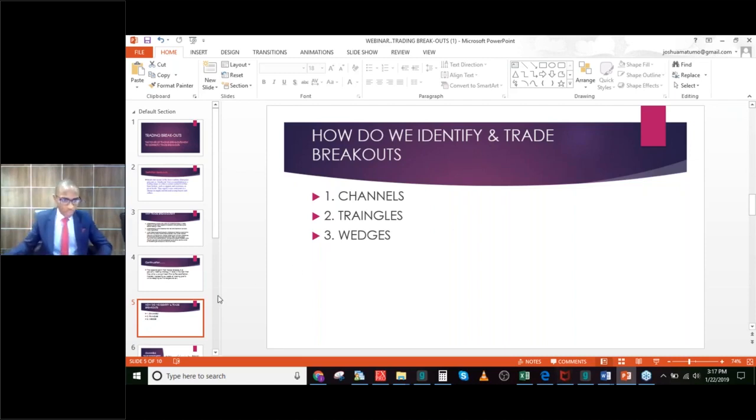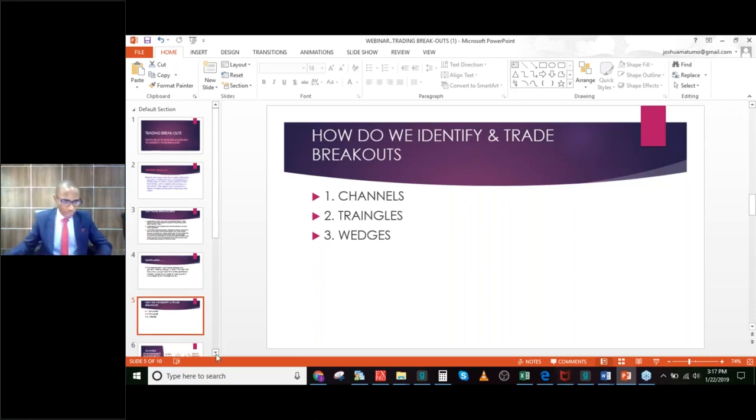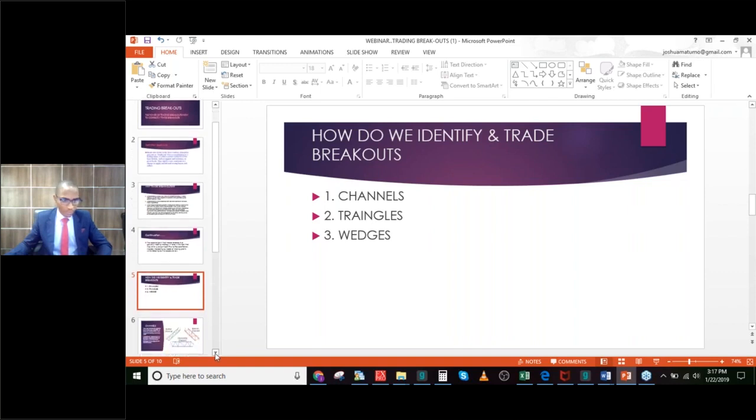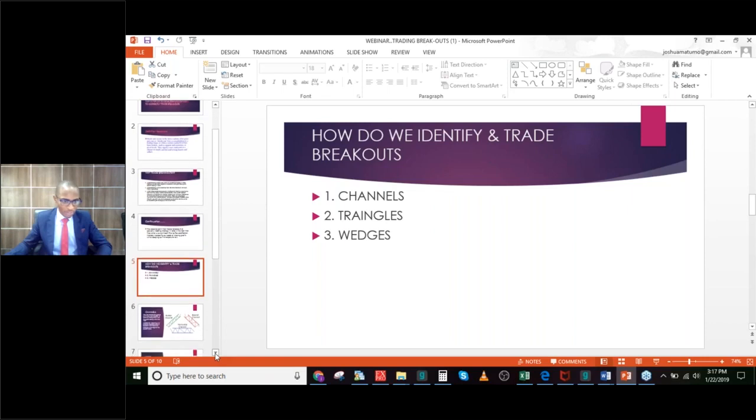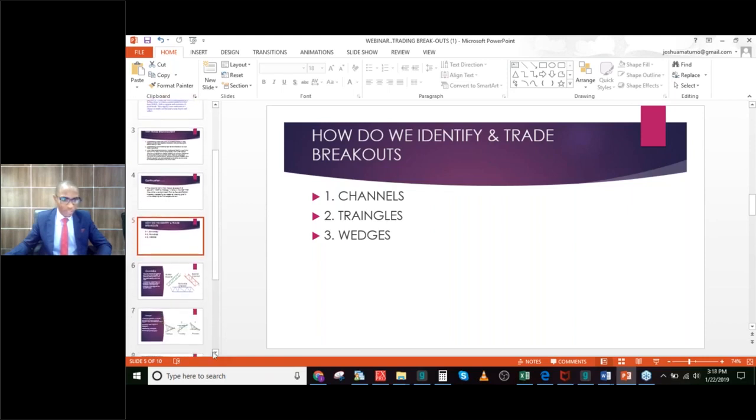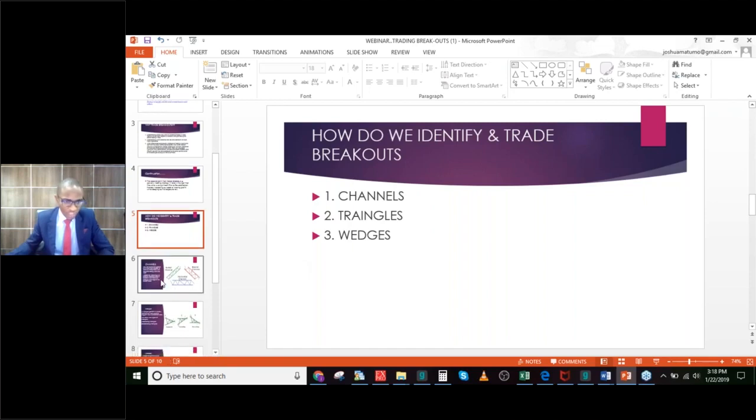So it's about to get more exciting as we near getting into the live market in order to spot these patterns and to locate favorable breakouts in the real market, as opposed to the PowerPoint presentation that's showing on our screens. And therefore, moving forward, we start off by looking at channels.